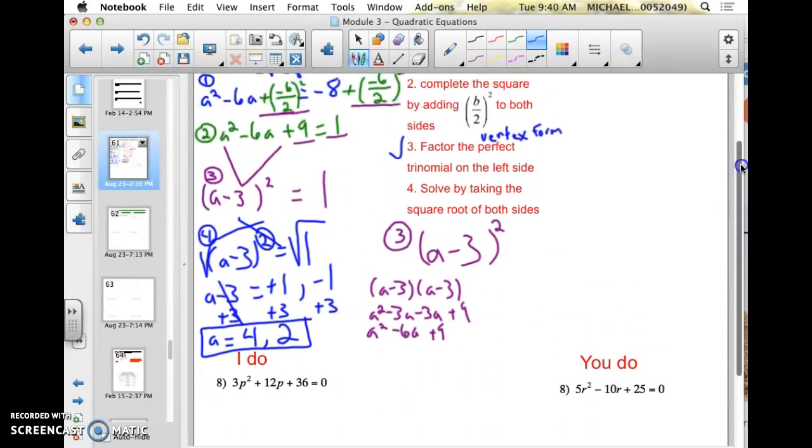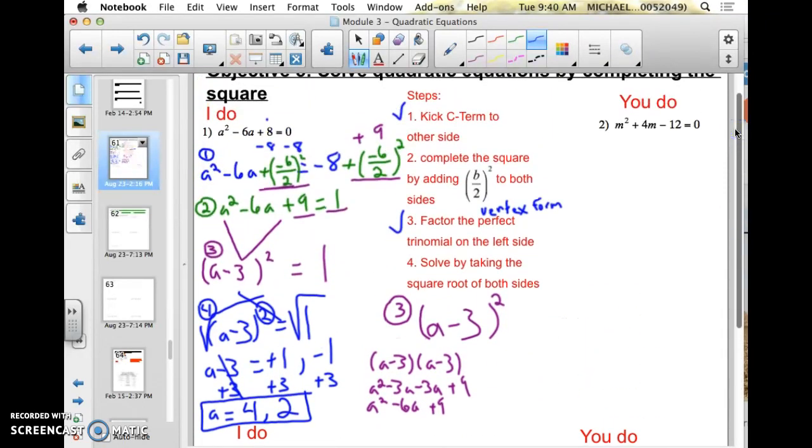Go ahead and try number 2 on your own. Remember, you kick the c term out, you complete the square by adding half the b squared to both sides, and then step 3 is you factor the trinomial to get it to look like vertex form. So something like this. Step 3, get it to vertex form. And then you solve by taking the square root. Please pause and try number 2 on your own.